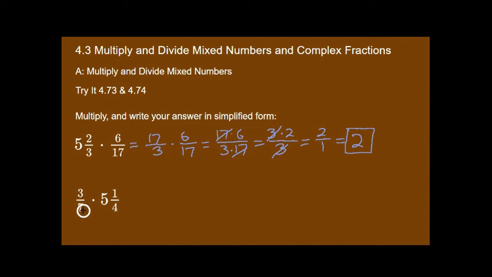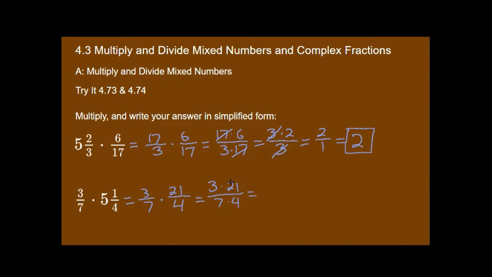Okay, this one, 3/7 times 5 1/4. 3/7 stays the way it is. 5 1/4 we need to change to an improper fraction. 4 times 5 is 20, plus 1 is 21. And we keep the same denominator, which is 4. Now we're going to bring this together. 3 times 21 is equal to 7 times 4.